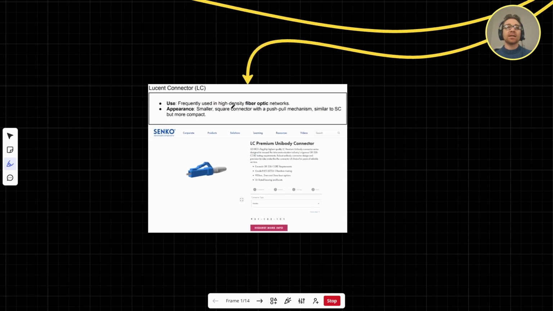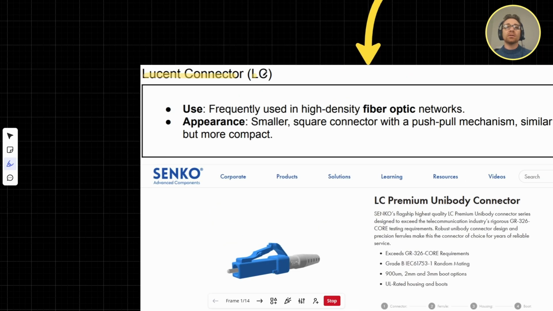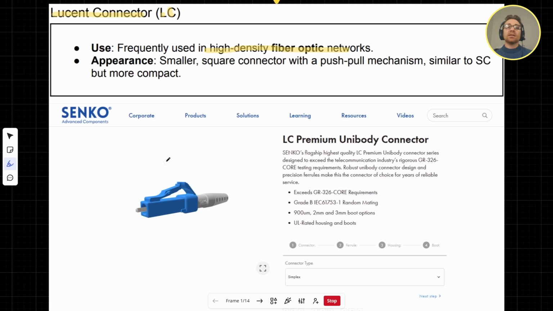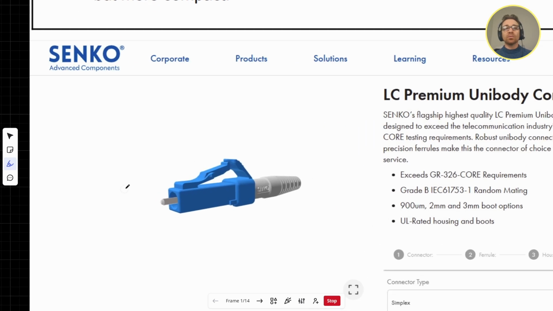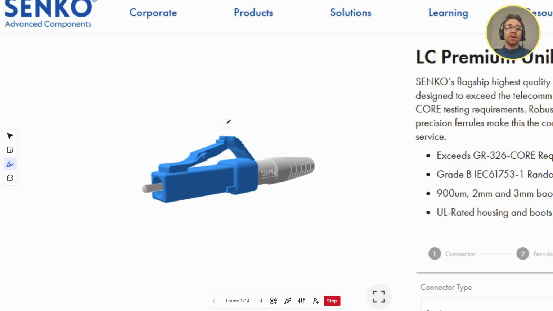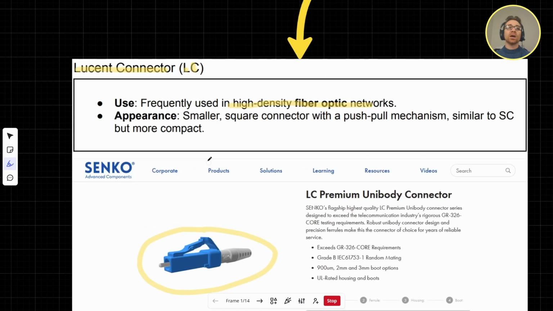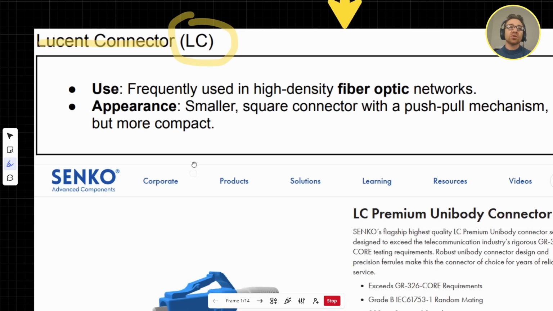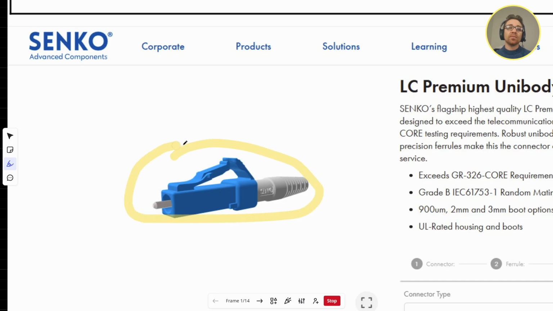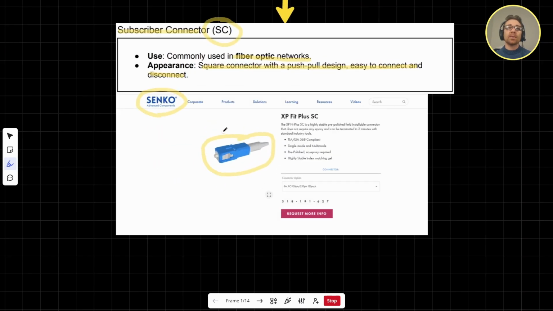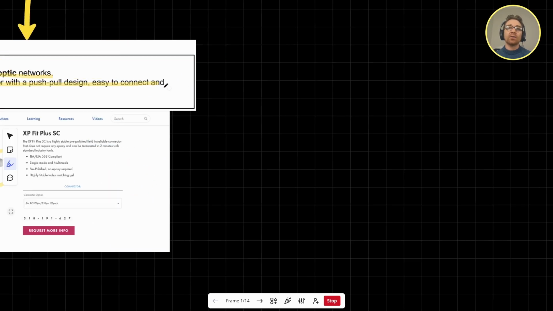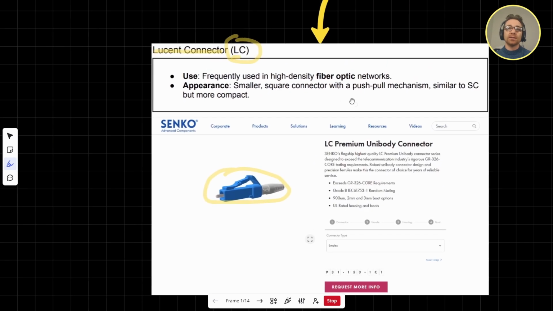That's to be contrasted against the next one, which is a Lucent connector, LC connector. Frequently used in high density fiber optic networks. The key visual distinction, guys, is it looks pretty similar to the one we just looked at, right? But this one has this locking mechanism on top. And the way I remember this when I was studying for my exam was LC stands for lock. So if it's a square connector and it has a locking mechanism on top, that's the LC. If it does not have that locking mechanism, that's the SC, okay? The SC flips right out. The LC locks in place. That's how I remember it.